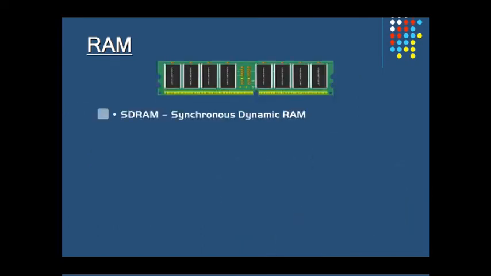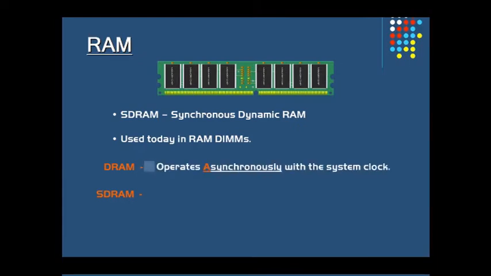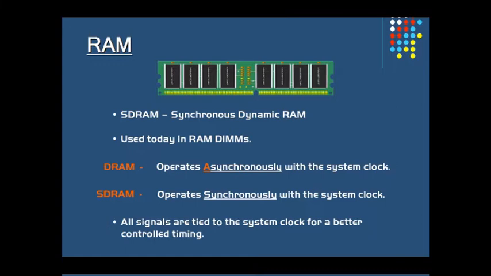Another type of memory is called SDRAM, which stands for synchronous DRAM. And this type of memory is what is used today in RAM DIMMs. SDRAM also has capacitors like DRAM, but the difference between SDRAM and DRAM is basically speed. The older DRAM technology operates asynchronously with the system clock, which basically means that it runs slower than the system clock because its signals are not coordinated with it. But SDRAM runs in sync with the system clock, which is why it is faster than DRAM. All the signals are tied to the system clock for a better controlled timing.